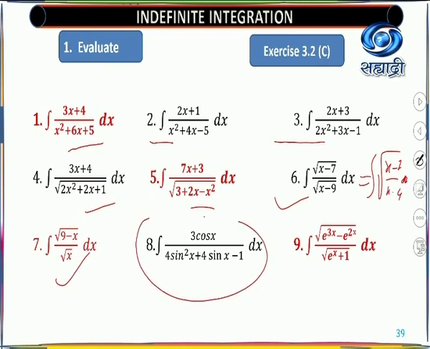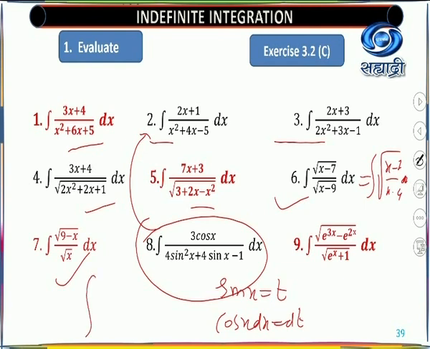Then this type of example, by substitution you will convert into any type of example. Means what? Substitute sin x equal to t. So what will happen? Differentiating, you will get cos x dx equal to dt. So look at the example which you have, that is converted into, I am talking about the 8th example.